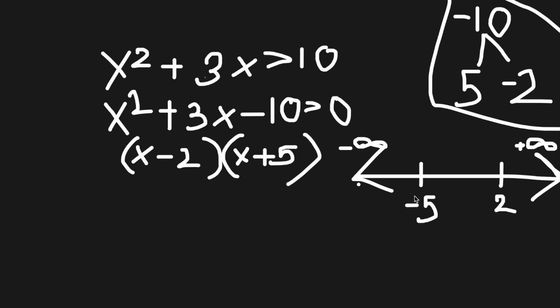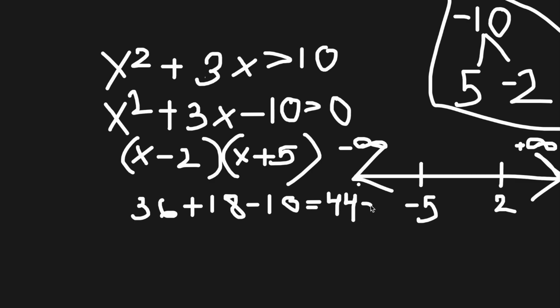So let's try, let's say, -6. So -6 squared is 36, and then -6 times 3 is -18, minus 10 is 8, which is automatically greater than 0. So we can already start writing our answer as negative infinity, comma, -5, not included. These are both parentheses, not brackets.